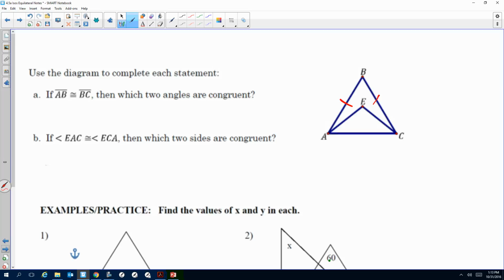Angle BCA. Yeah, we have to say BCA. Angle BCA is congruent to angle BAC. We can't just say angle A because there's more than one angle with that vertex. So if you just said angle A, that would be incorrect because I want to know which angle you're referring to.